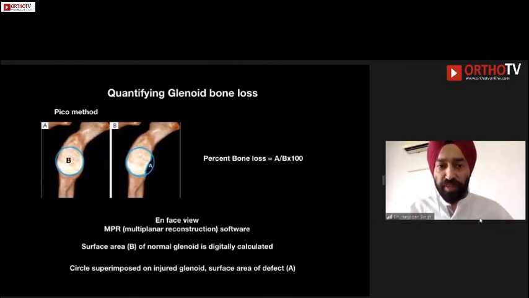Another area method is the PICO method, where we take the normal shoulder as a reference and draw a best fit circle and get the surface area of the normal shoulder by using multiplanar reconstruction software. And then you just superimpose this circle on the defected glenoid and calculate the amount of bone loss.